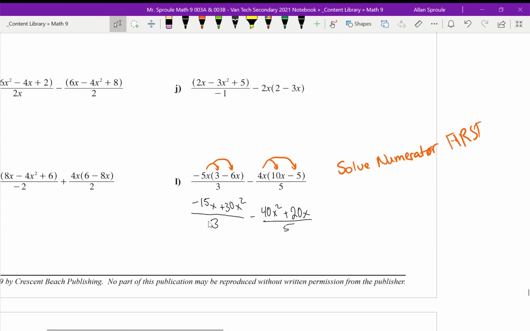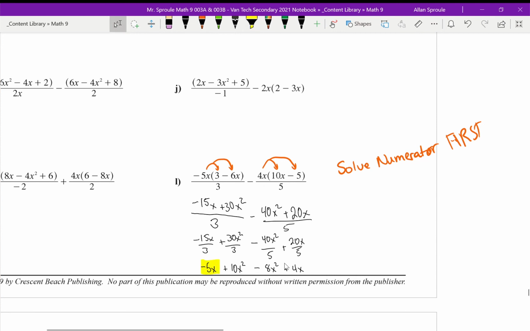So negative 15x over 3 plus 30x squared over 3 minus 40x squared over 5 plus 20x over 5. So I'm not trying to find a common denominator, I'm trying to see if they simplify first. So negative 15x over 3, this is going to give me negative 5x. This one here is going to be 10x squared. Negative 8x squared, and then plus 4x.